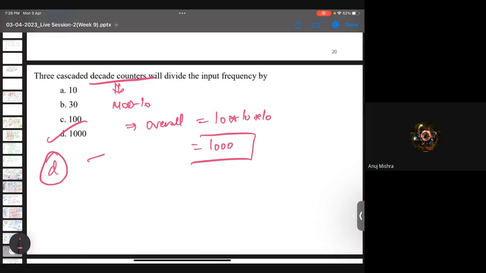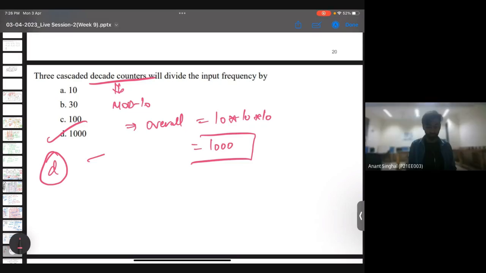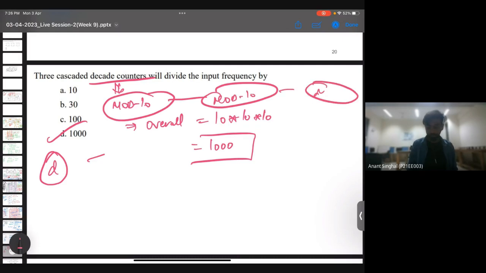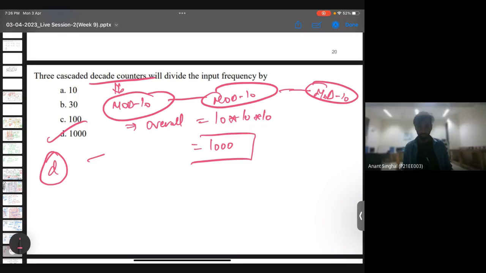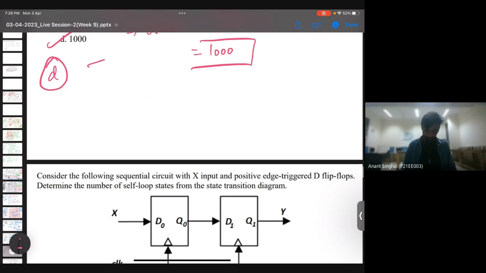So how much time they will save? If it will save two times, so we will take 100 only, right? Yes, for two cascaded counters we'll take 100. So it is something like mod 10, then cascaded with mod 10, then cascaded with mod 10. Okay. Is it clear? So let's try to proceed to the next problem.